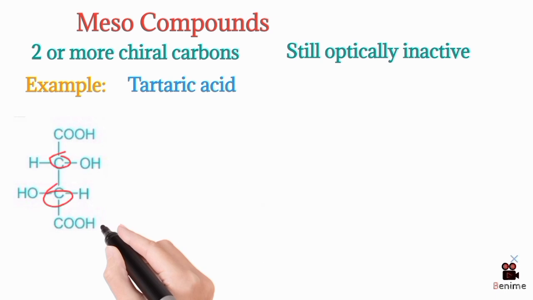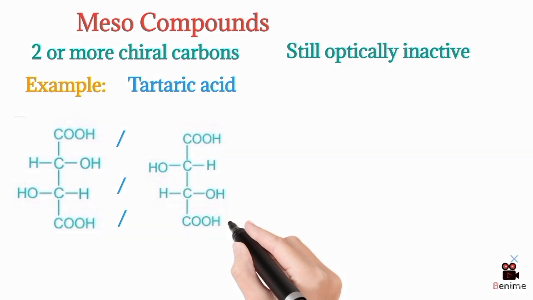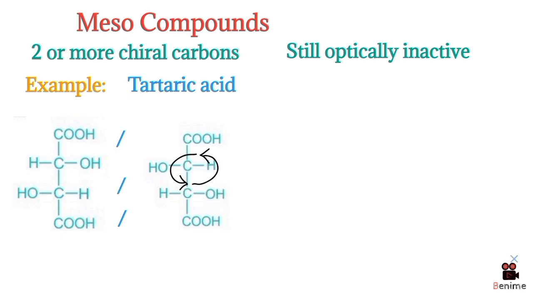The first structure contains 2 chiral carbons. If I place a mirror beside it, the next mirror image structure is obtained. This structure is a non-superimposable mirror image of the first one. It also contains 2 chiral carbons. Now, if I rotate carbon number 2 along its axis, a third possible structure is obtained.